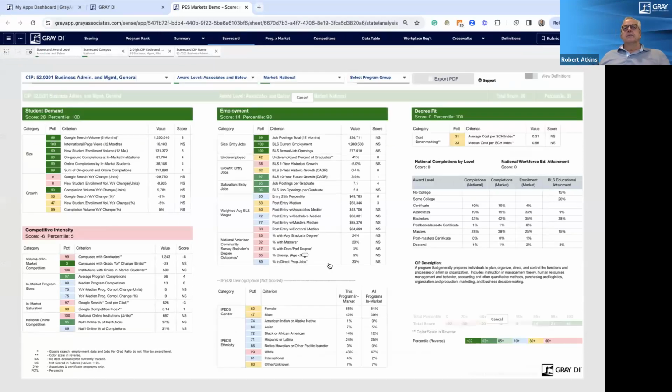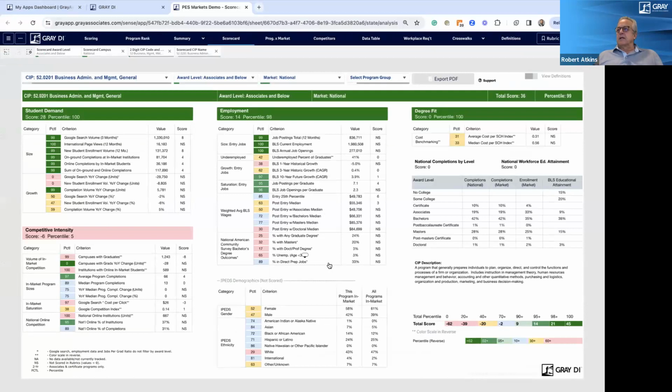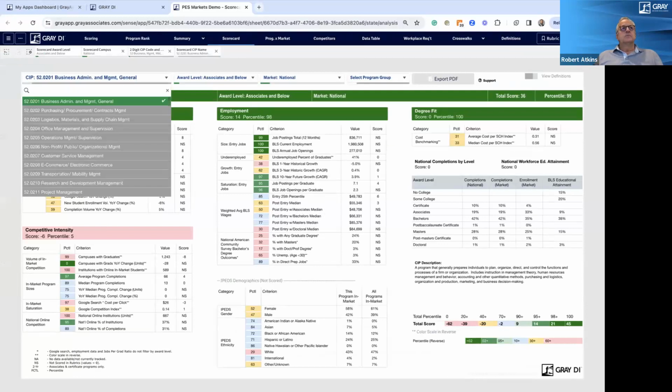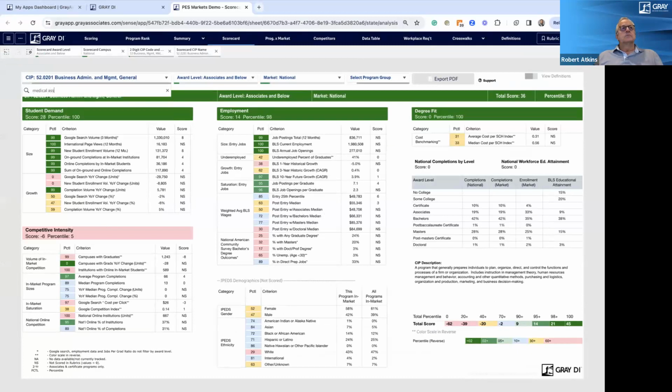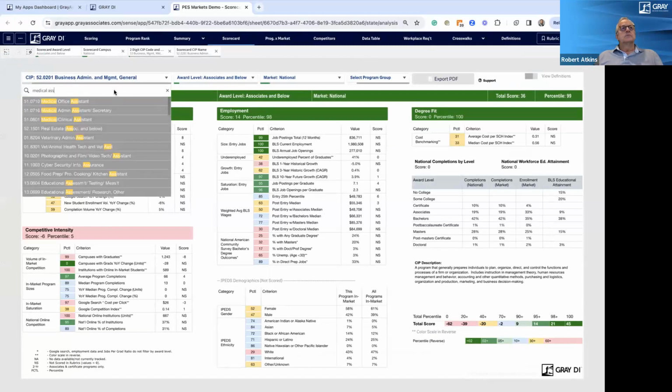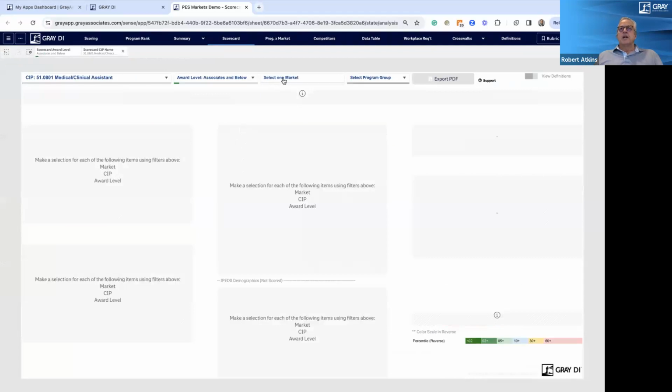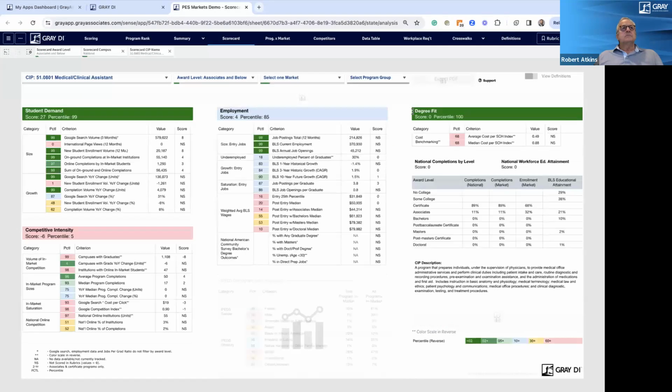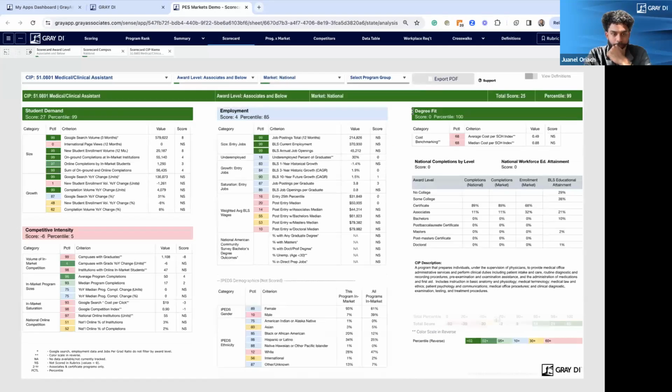Let's take a look at a big community college program. Something like, let's see what's going on with medical assisting. Medical clinical assistant, yeah, 51.0801. I'm trying to pretend I remember the SOC code or the SIP code, which I really don't. This is one of those programs people don't think about necessarily, but it remains one of the biggest programs in the United States in terms of number of graduates. It is a certificate program typically, although some people award an associate's, you can see 11% over there.